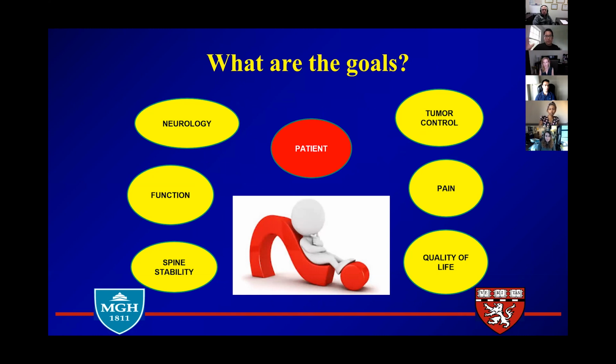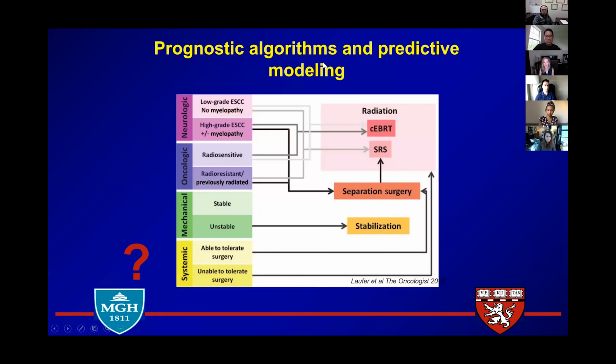And that's where the radiosurgery comes into play. We think about the pain, their quality of life. And we see things like this, right? Prognostic modeling, and this is from the Sloan group. You can see this in a number of their publications. And again, there's the N, the O, the M, and S, a lot of arrows going this way and that way. But if you look down here for systemic, it's really like, what do you make of this, right?